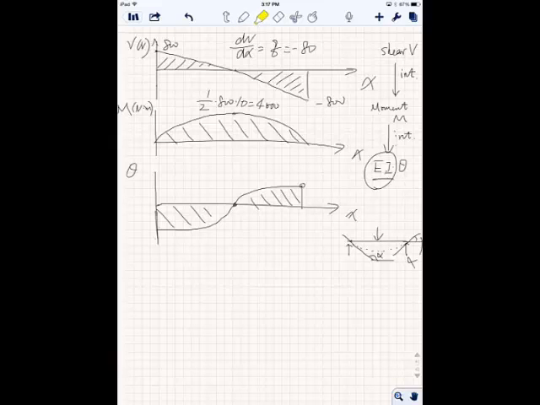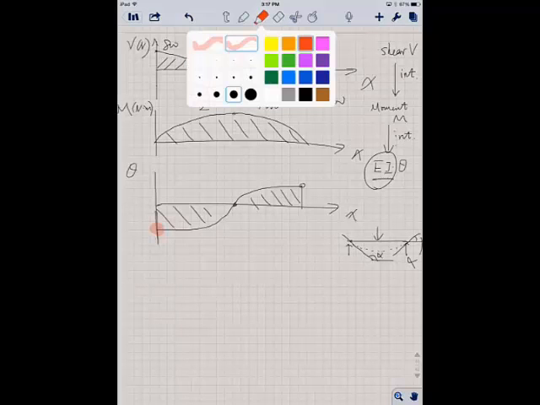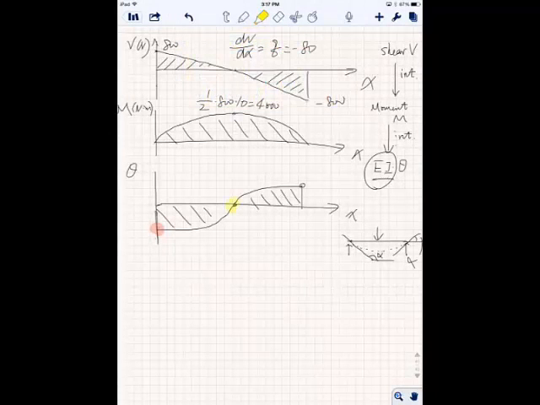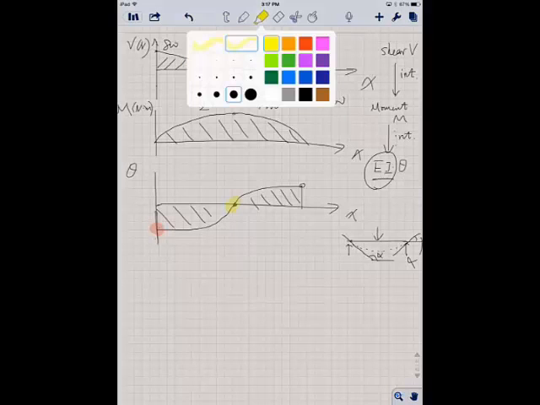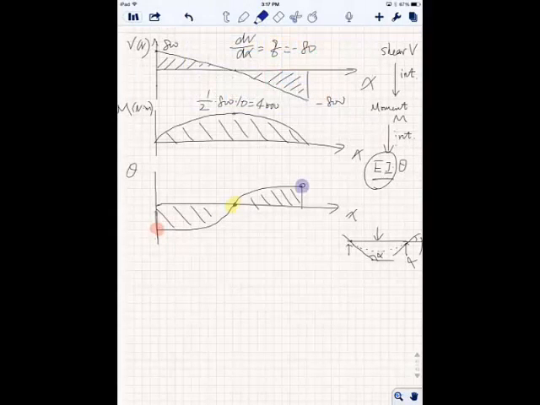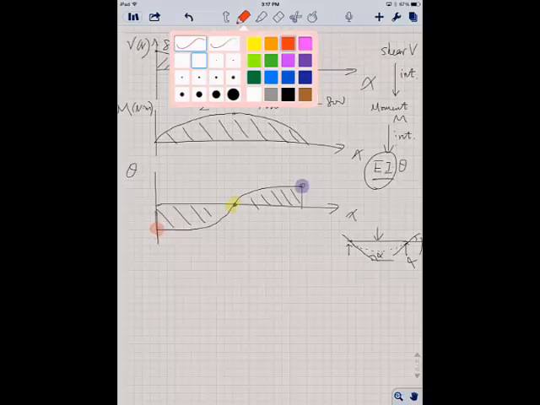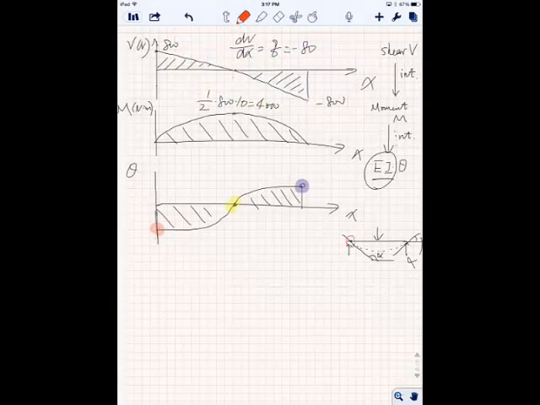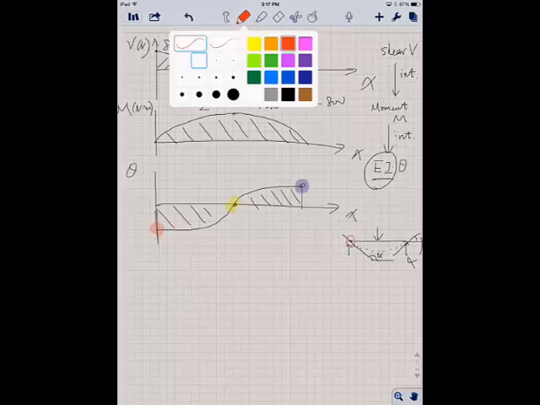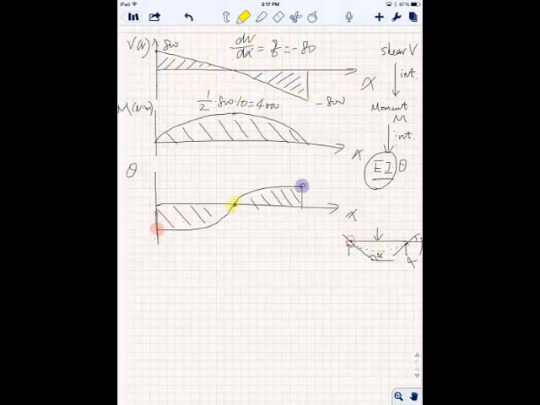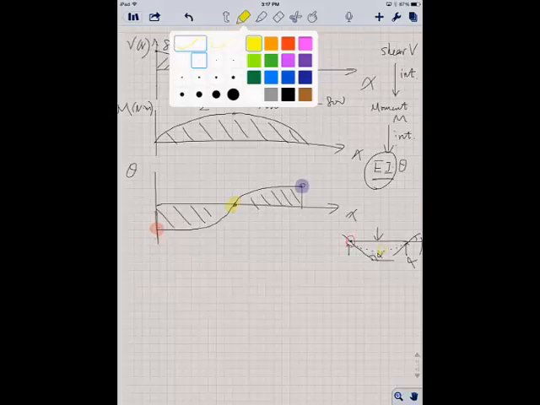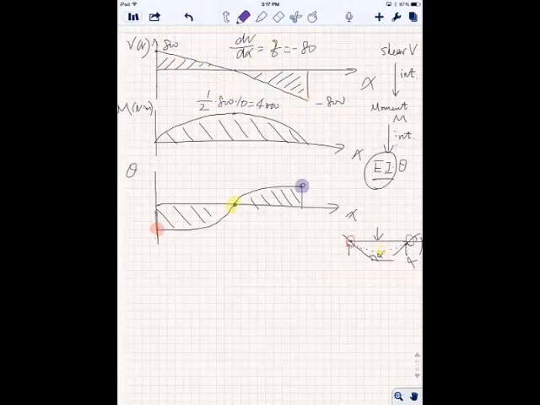So here, this point, and this point, and this point is exactly the slope at here. Ooh, yellow is hard to see, it's purple, and here.